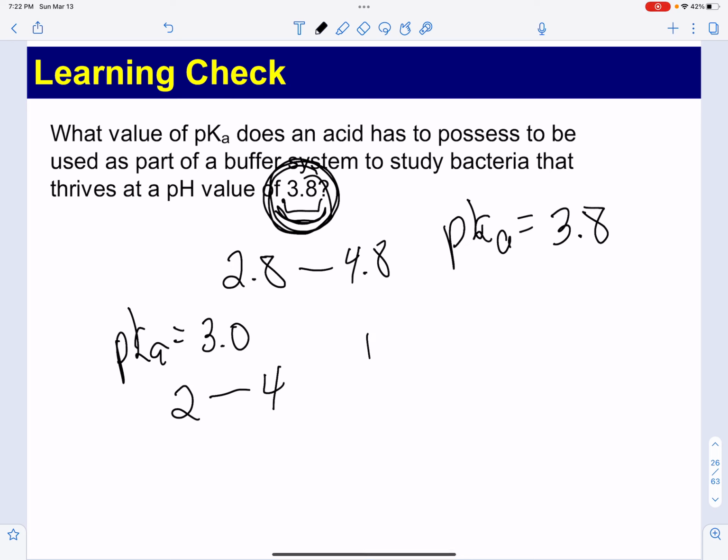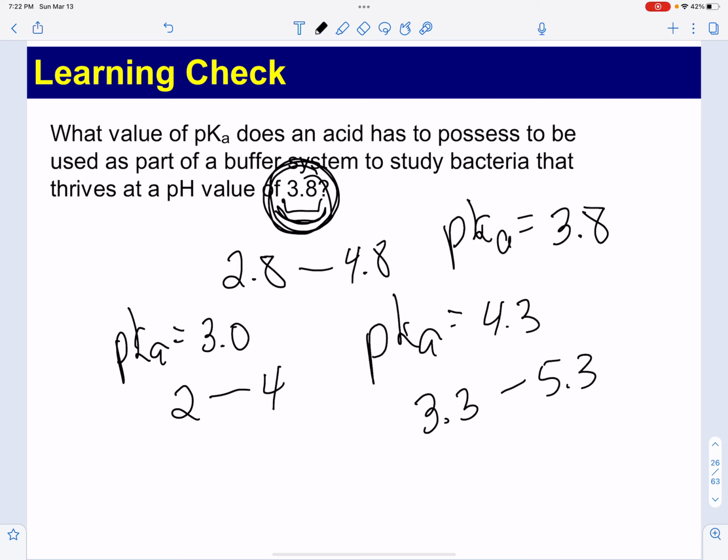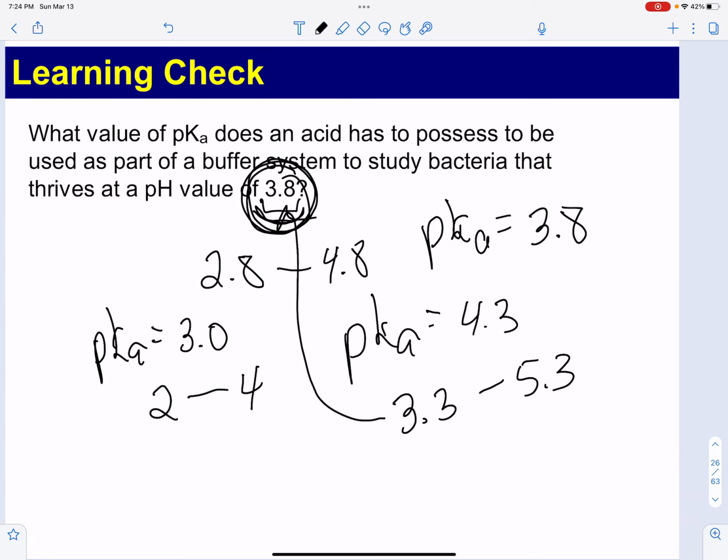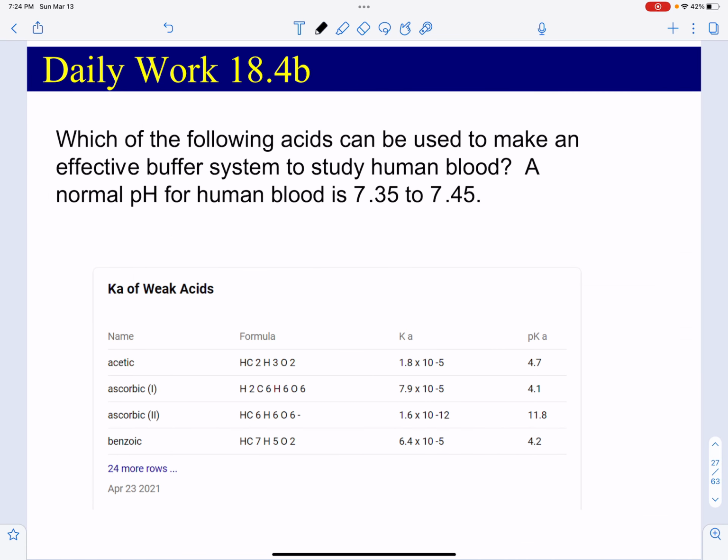If you have an acid with a pKa of 4.3, then you can say, well, this buffer is going to be good from 3.3 all the way to 5.3. So that will also work for that. So that's what we refer to when we're talking about the buffer range. It's always plus or minus 1 unit from the pKa value. So with that said, you should be able to do this problem.